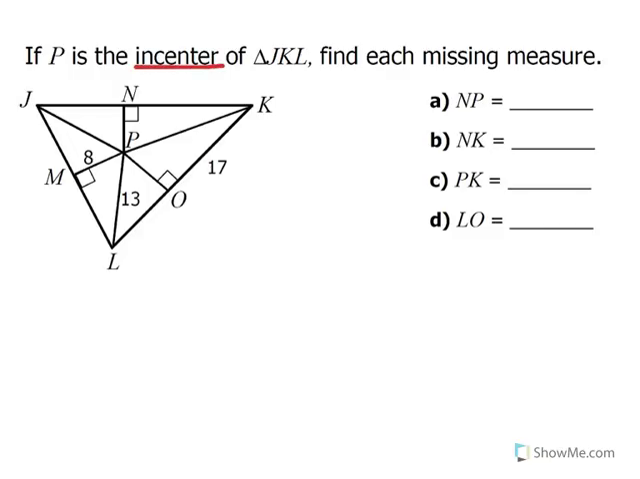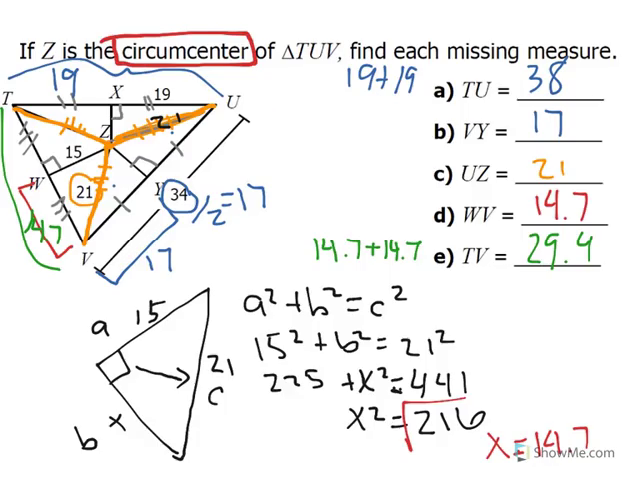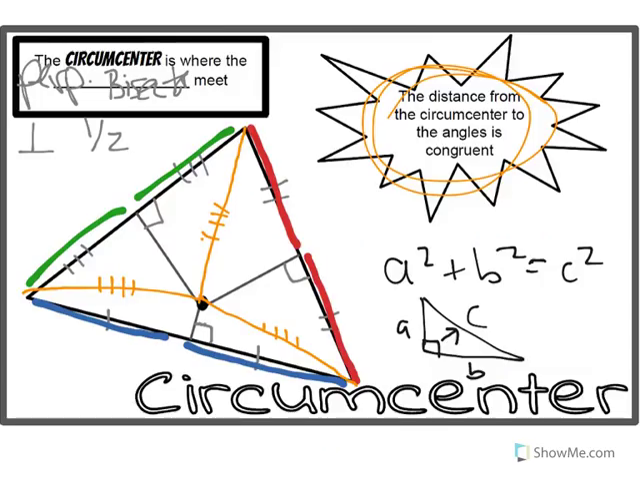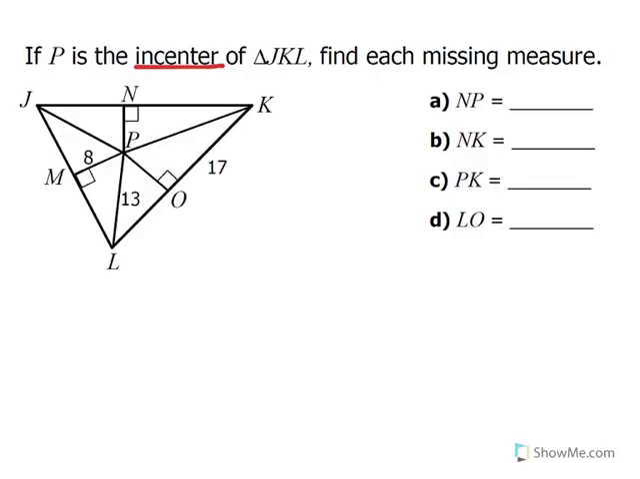Now we're going to look at an example using the incenter. So remember, incenter is where the angle bisectors meet. So these angles are cut in half. And then looking back at when we first talked about incenter, the distance from the incenter to the sides perpendicular is congruent. So that was these green segments. So we want to make sure we put that in our picture that those are congruent.